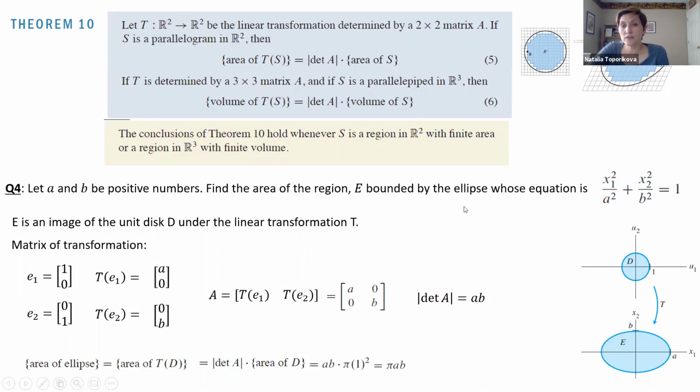Okay, so I'd like you now to go and practice a little bit more the properties of linear transformations and calculating areas in 2- and 3-dimensional spaces under the transformation.